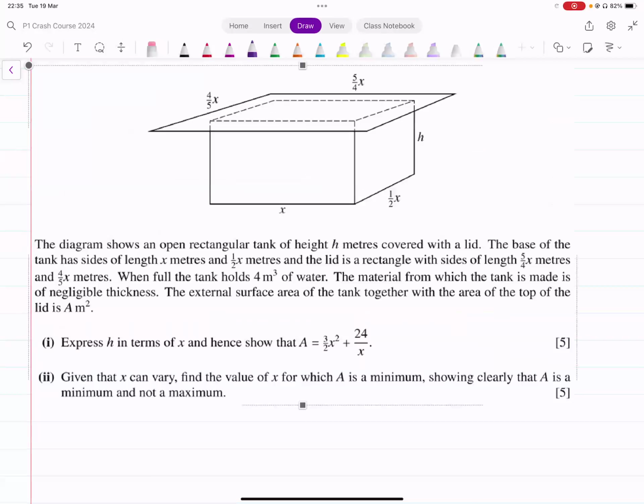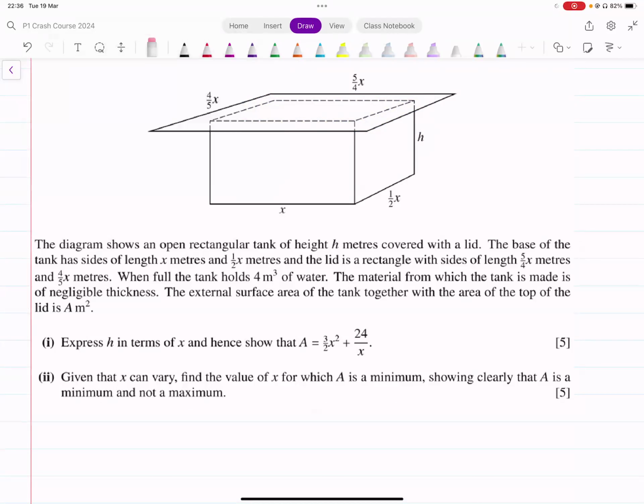All right, so the diagram shows an open rectangular tank of height h meters covered with a lid. This is the height h meters. It's a tank that's covered with this lid on top, right? The base of the tank has sides of length x meters and half x meters, and the lid is a rectangle with sides of length 5/6 meters and 4/5 times x meters. All of that is shown on the diagram as well.